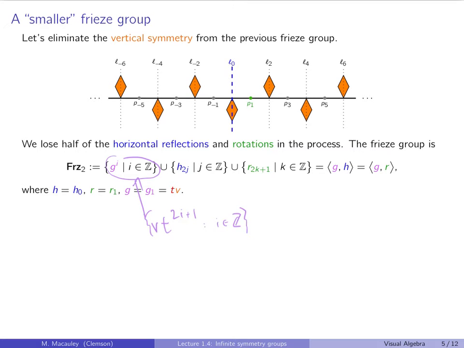So remember in the previous slide, we called this G sub 2i plus 1, where i is an integer. So we have, let's call them, the odd glide reflections, the even horizontal reflections, and the odd rotations. So in some sense, we are losing half of the symmetries. Although in the other sense, we still have infinitely many, and half of infinity is infinity. But you know what I mean when I say half the symmetries.